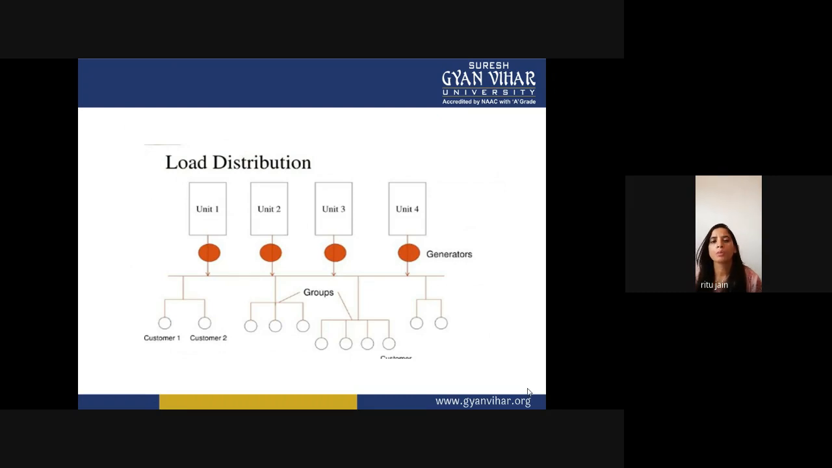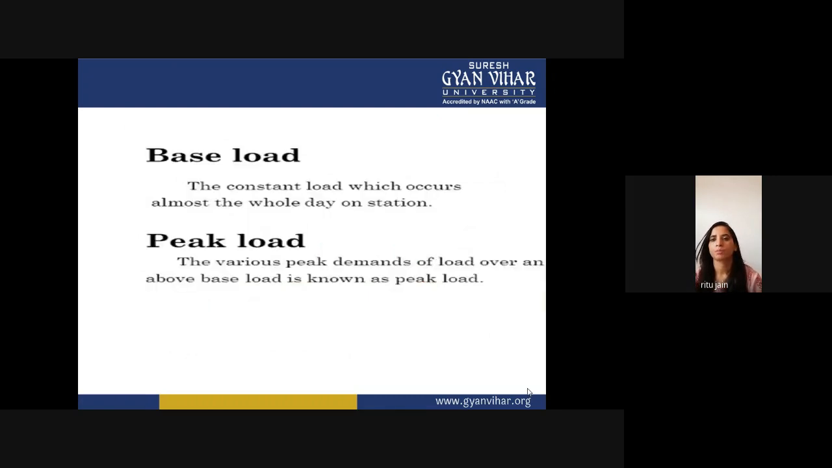consumers. Some units are supplying some consumers, which is customer one and customer two. Unit 2 and Unit 3 are supplying different customers, and Unit 4 is supplying electrical energy to different customers. So this is your load distribution. We will discuss it in detail in our next slide. So this is a graph or a diagram of your load distribution.